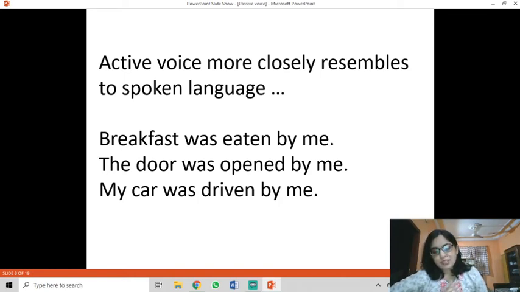These types of sentences make your spoken language vague, funny, and unnatural, because we don't speak like that. Active voice is close to spoken language. For example, I consume my breakfast, I have opened the door, I drive my car. Now this is natural and more understandable, and nobody will make fun of you. People will accept you the way you are. You are a speaker of the English language, so don't try to break the syntax, and don't try to change active voice into passive voice unnecessarily, because you are going to make fun of yourself.